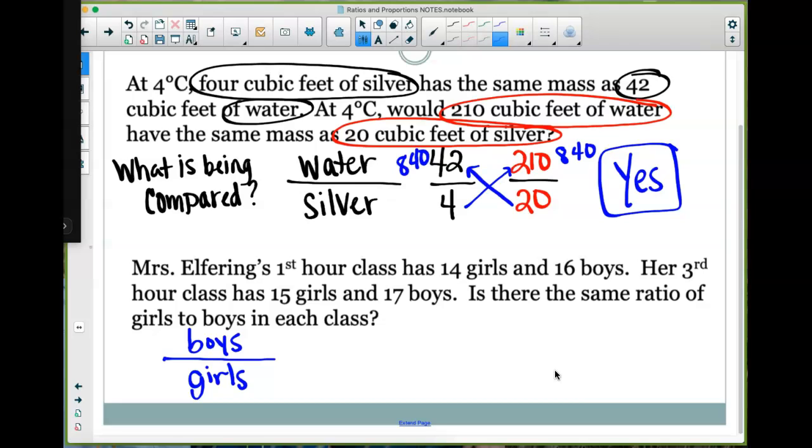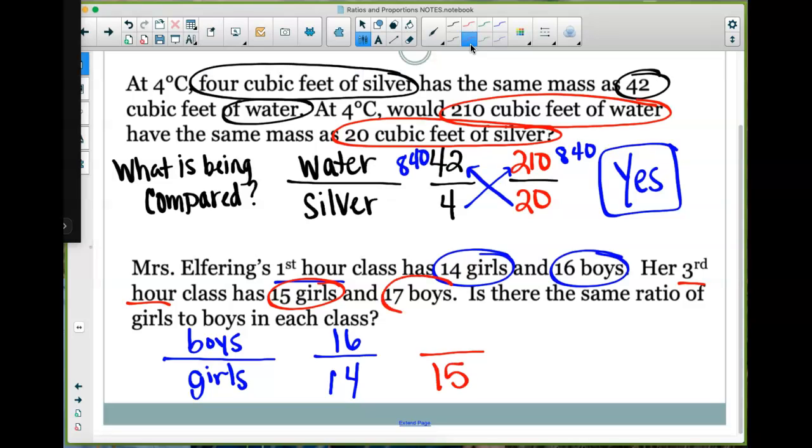Okay, so let's start with first hour. I put boys to girls. It wouldn't matter if you put girls over boys. Okay, you can do it either way. But because I put boys on top, I have to put 16 first. And then 14 girls on the bottom. So 16 over 14. Then we need to look at my third hour class. And there's 15 girls. So 15 goes on the bottom, 17 boys would go on the top. And we need to know if those are equivalent ratios.